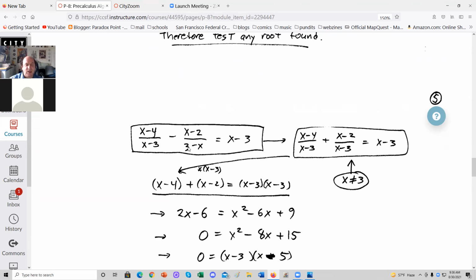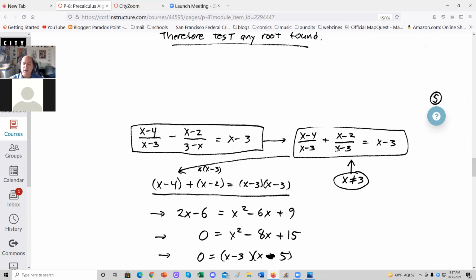Now here we have an x minus 3 and a 3 minus x. They're opposite, so I'm going to rewrite this as an x minus 3 and change this minus sign to a plus sign. x minus 4 over x minus 3 plus x minus 2 over x minus 3 equals x minus 3. First of all, we have to rule out 3 for x, because then we'd be dividing by 0.